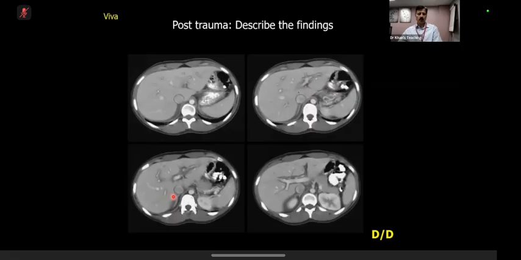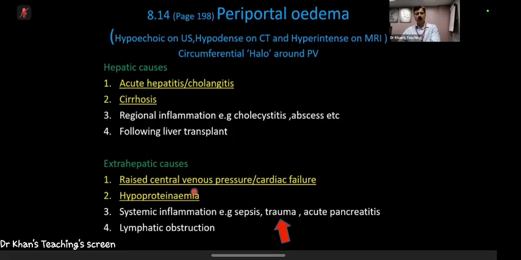If you go back to your anatomy, what's happening? That portal vein, always remember that the biliary system is anterior to the portal vein, anatomically speaking. It cannot be posterior. Here, what is happening? That anterior as well as posterior, you can see this hypodensity. And this is what we call periportal edema.